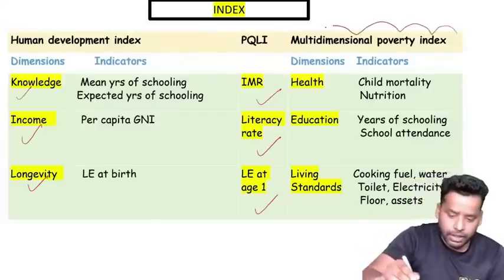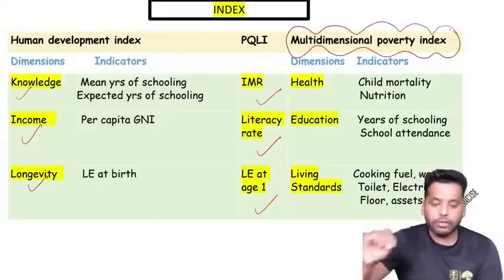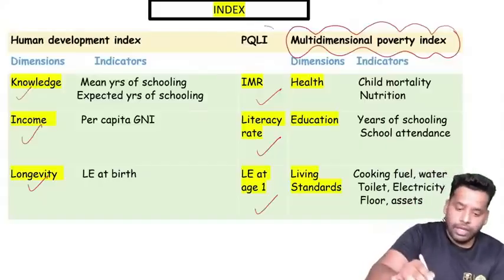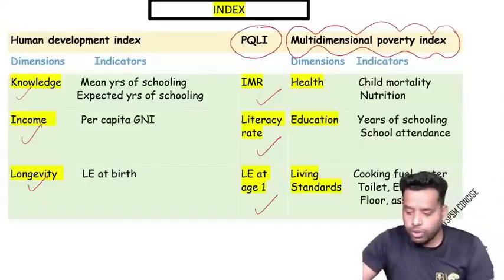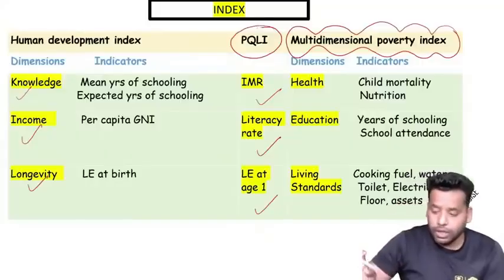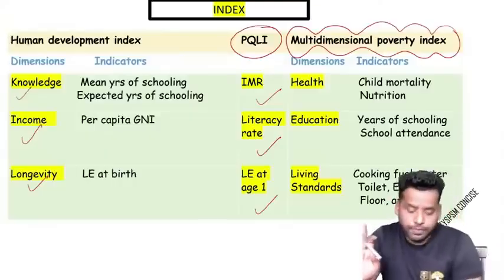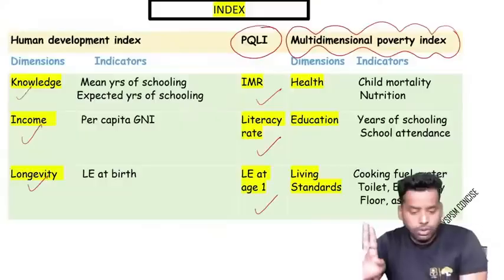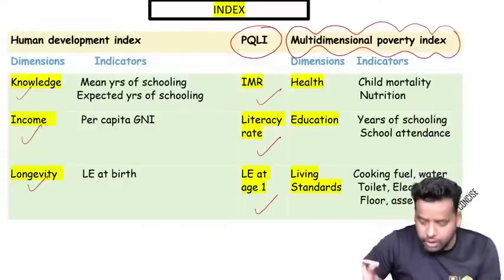Multi-dimensional poverty index indicates poverty. PQLI will indicate quality of life. True or false? Next question. PQLI will indicate quality of life. True or false? True statement.